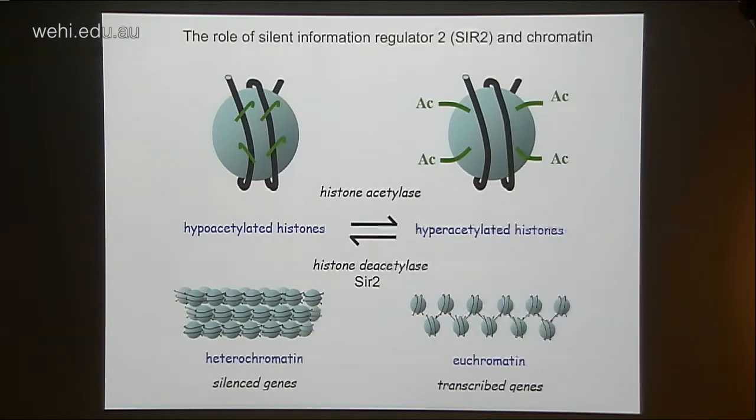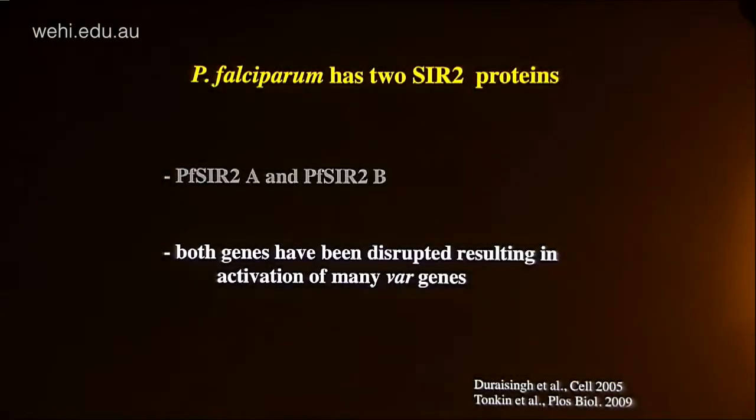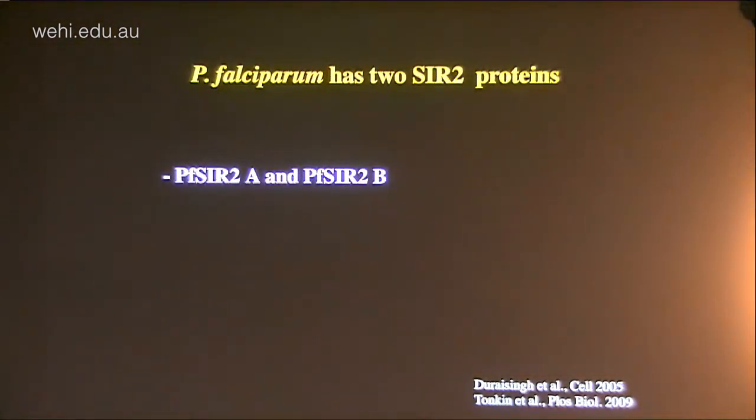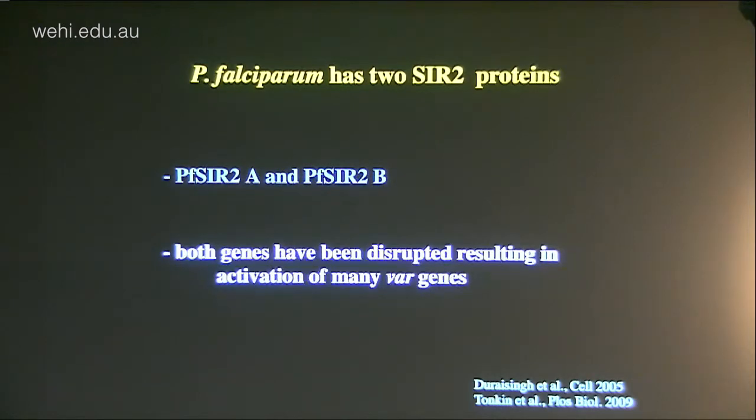So one of the first questions when we started looking at epigenetic regulation of Plasmodium falciparum VAR genes was, are there any SIR proteins, silencing information regulator proteins, in Plasmodium falciparum? And the answer is there are indeed, and there are 2. We call them PfSIR2A and PfSIR2B. Both genes have been disrupted. It's not lethal, so the parasite can survive without both of these.